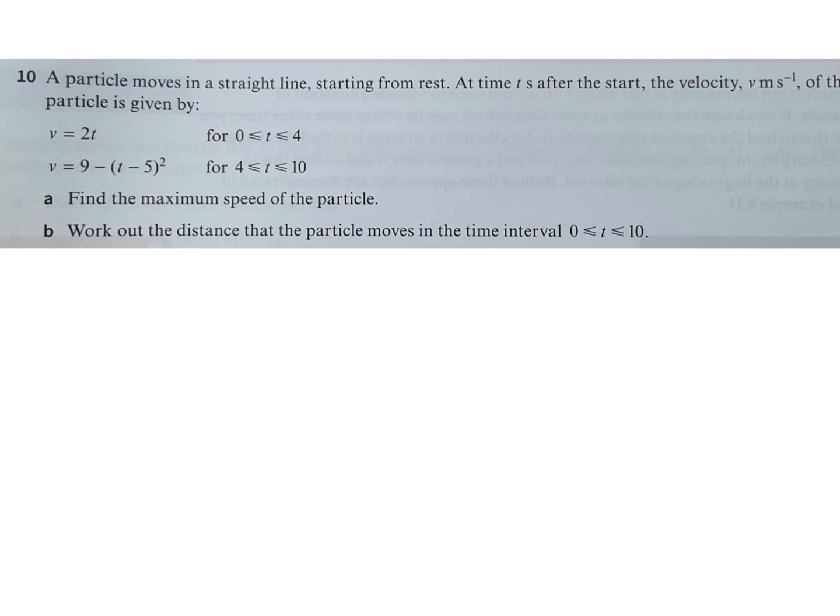Now, I'm going to start by just drawing a quick sketch of what's going on to help us decide how to tackle this problem. In the first 4 seconds, we've got a nice linear 2t, and this is up until our 4 seconds. We've then got this negative quadratic, which loops round and comes down. And we know that the maximum point is at 5. We'd already worked that out. It goes all the way down to negative 16 on the velocity, and that happens at 10 seconds.